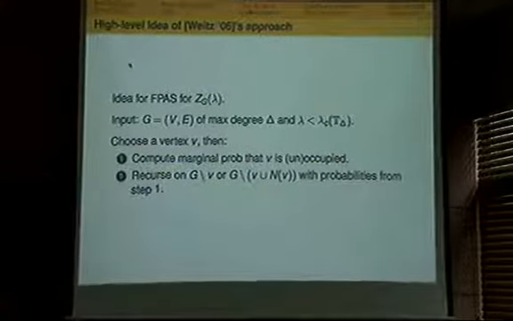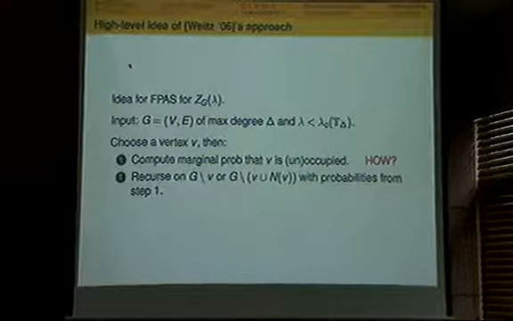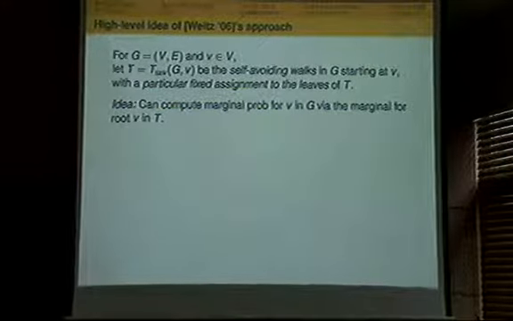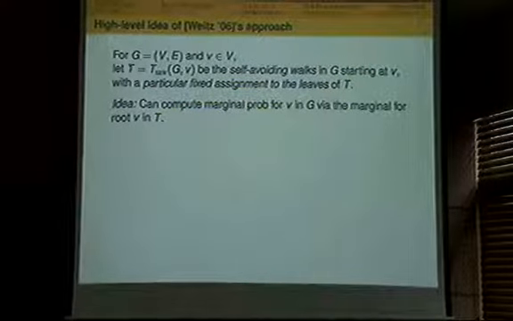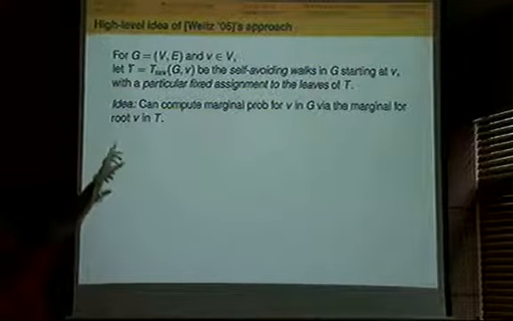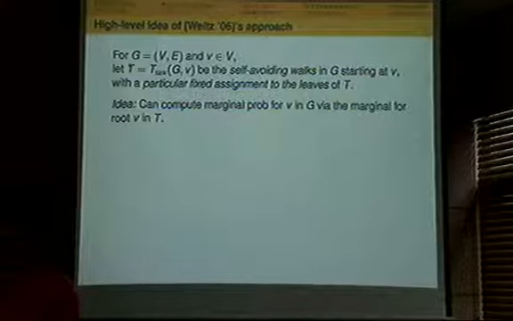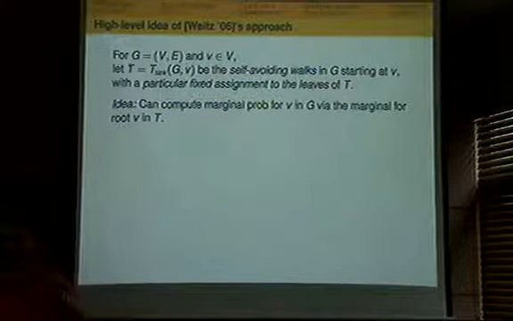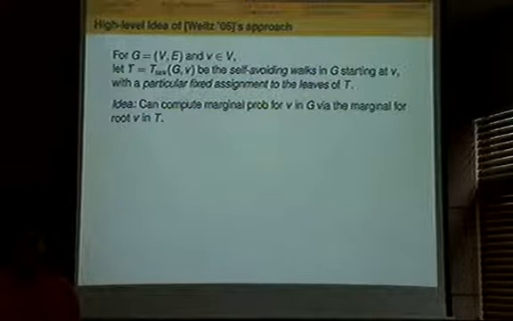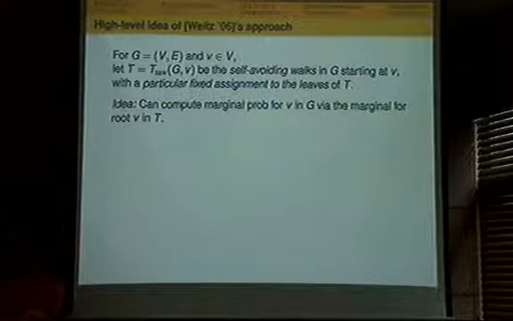That's the hard part. So what he does is he takes any graph. You give me any graph and a vertex in that graph. He's going to build a tree, because trees are easier to deal with. He's going to build a tree where the root corresponds to that vertex in that graph, and the marginal for the root of the tree is going to be exactly the same as the marginal of that vertex in the graph.